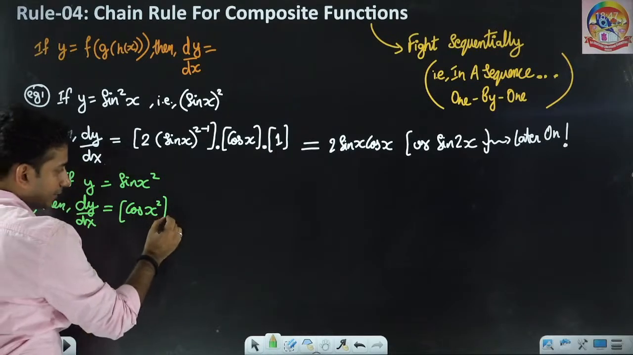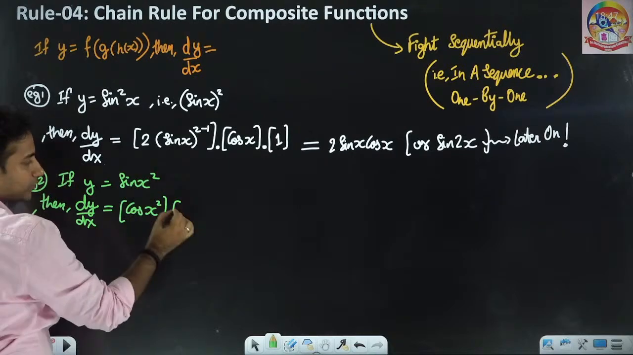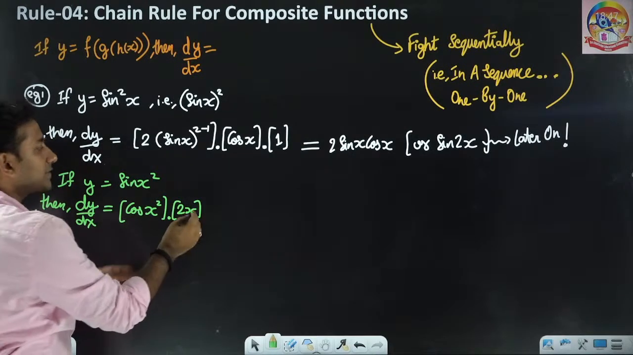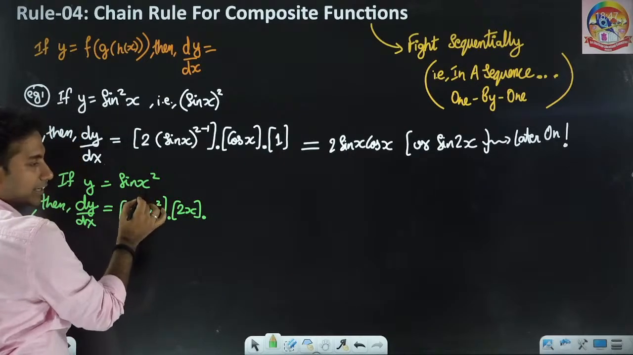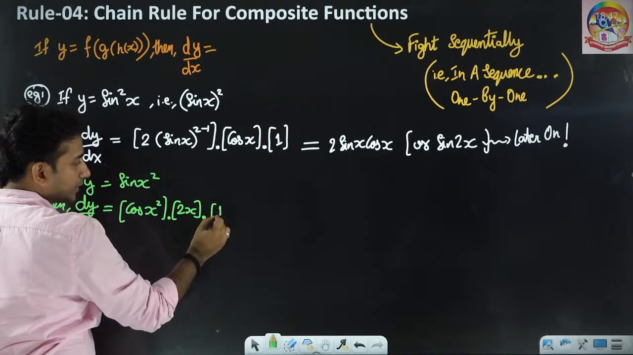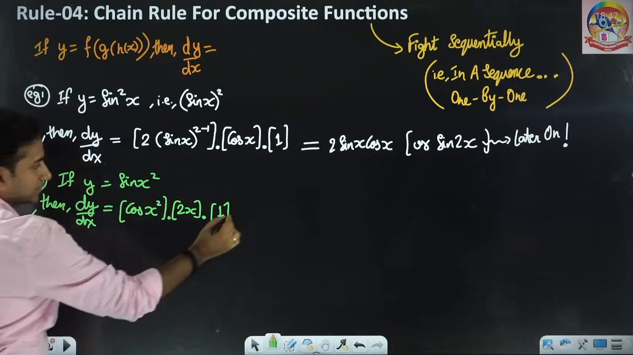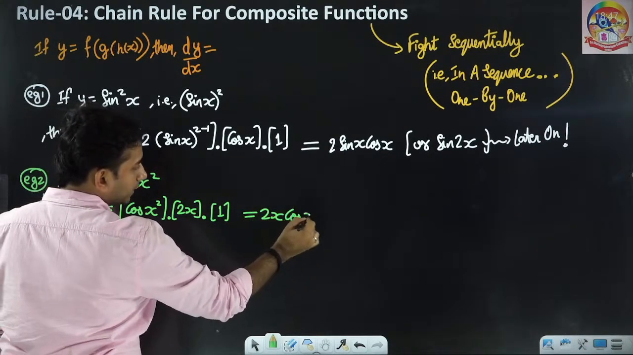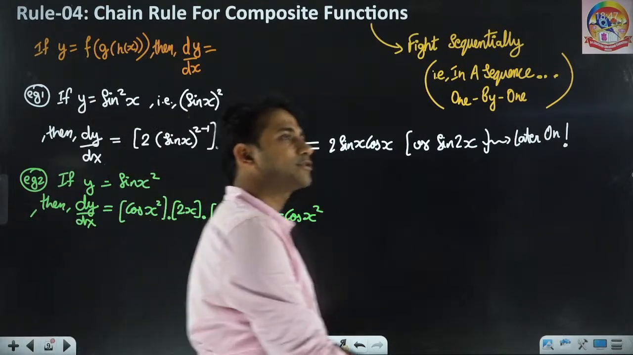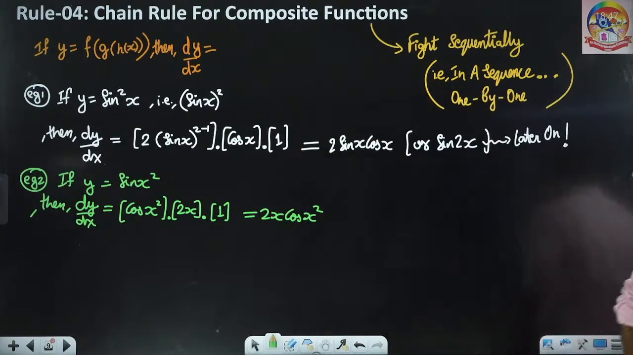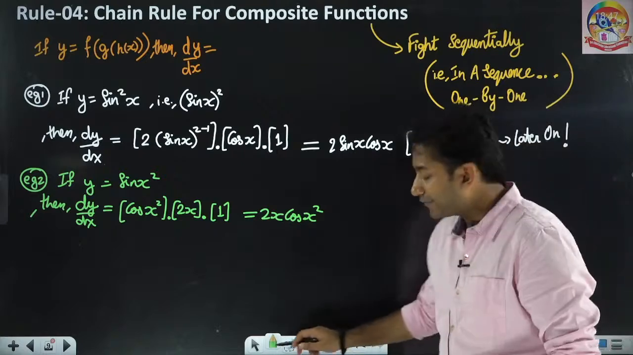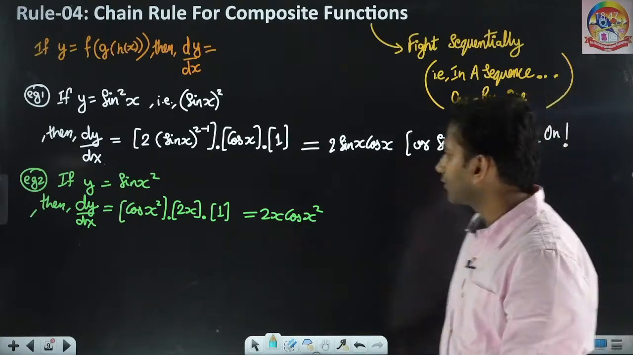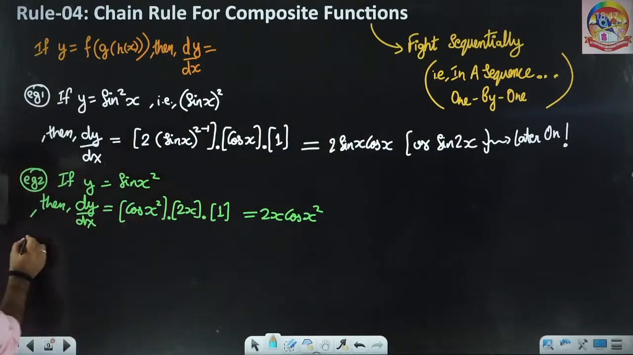Then you go inside. X square derivative is 2x. Then you go inside. What is the innermost one? X. The derivative of x with respect to x is 1. So the final answer is 2x cos of x square. Okay, very good. Few students are answering side by side, that's very good. Next question, example 3.